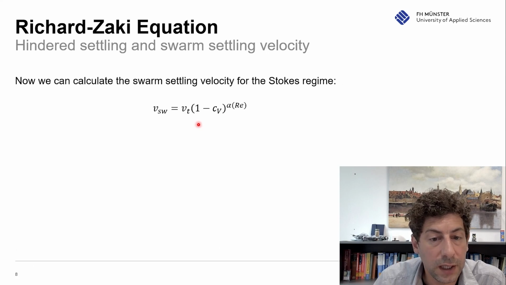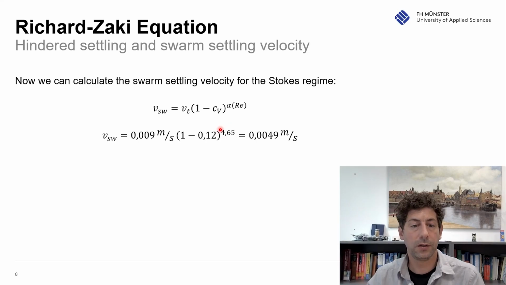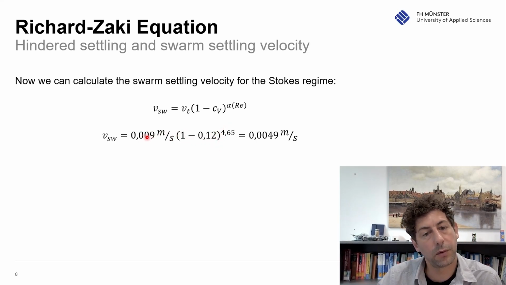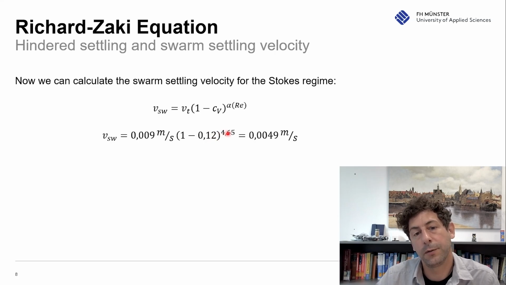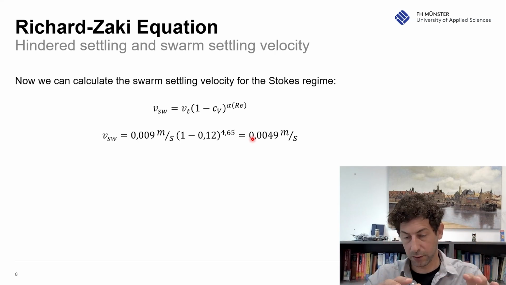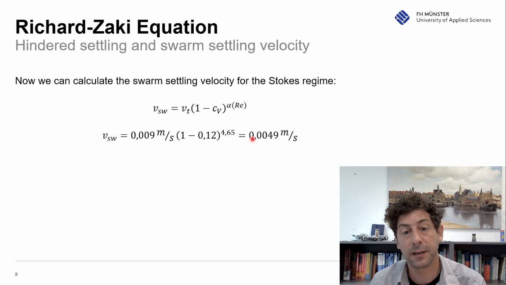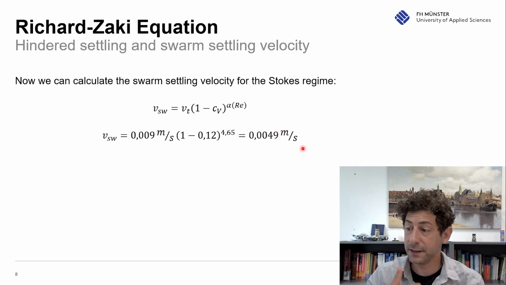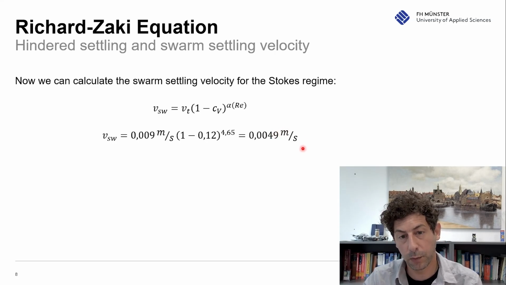and then we have all the numbers we need, and we can rearrange the Richardson-Zaki equation. And with this rearranged equation, we just put all the numbers in. This is the terminal velocity from Stokes. This is the concentration. This is the exponent based on our Reynolds number. And then we will get a swarm settling velocity, not of an individual particle, but the swarm of particles settles with a velocity of 0.0049 meters per second.